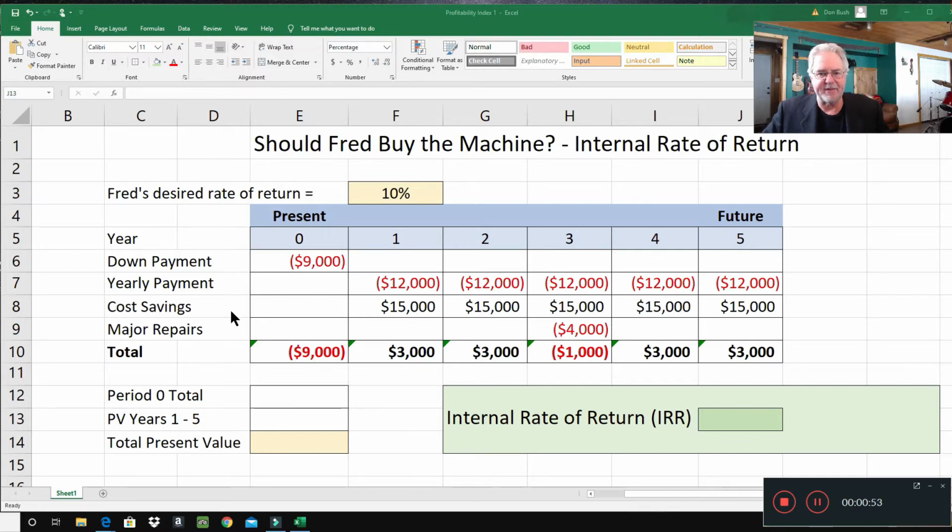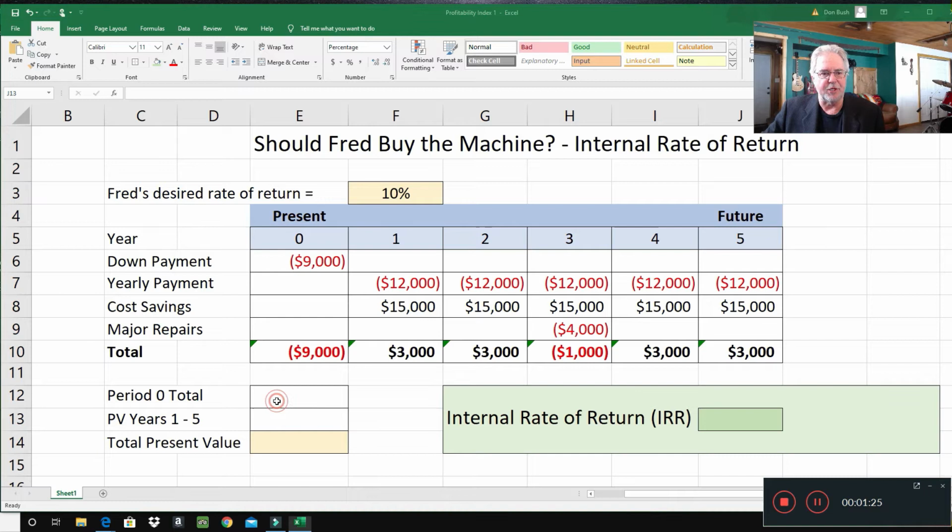Cost savings. Now, a penny saved is a penny earned, old Benjamin Franklin. So these $15,000 are positive. Cost savings are considered positive cash inflows. Major repairs. Fred also estimates that probably in the third year he's going to have to make a repair. And so once we have all our cash flows written down, both cash in and cash out, all we have to do is total up the columns. So we have totals here.